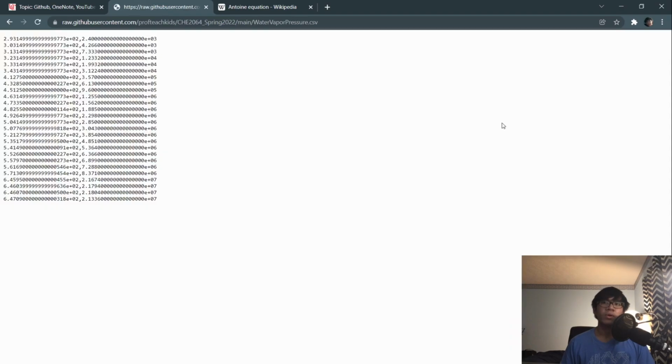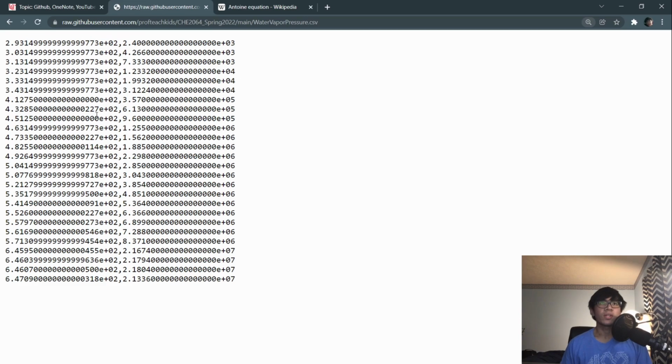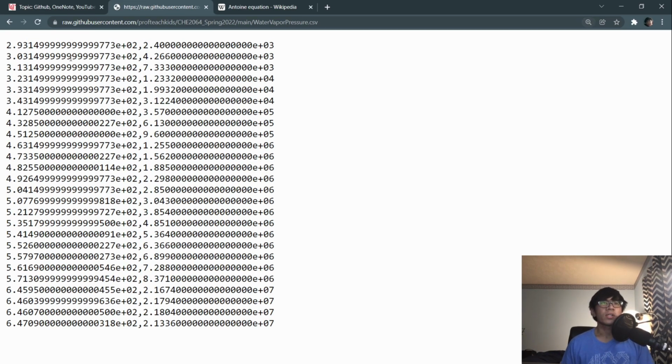What I'm going to want to do is find the raw, and here we have the raw data .csv file, containing, I believe, the temperature on the left side, which is in Celsius, and on the right side we have our pressure in millimeters of mercury.